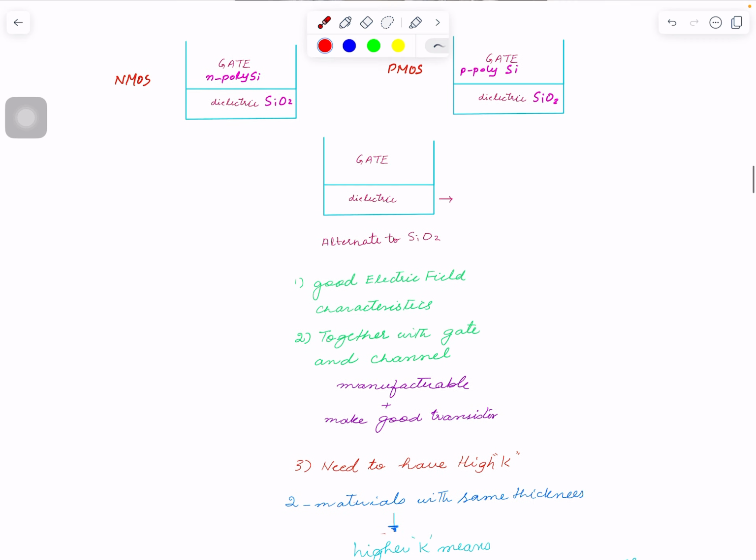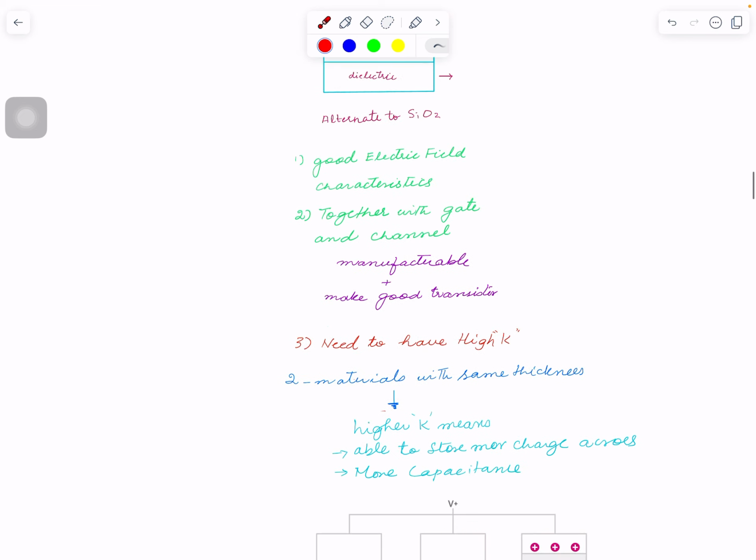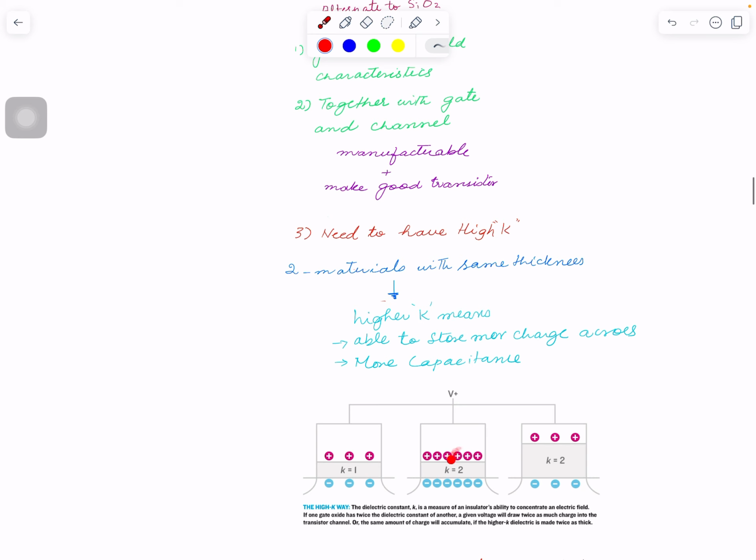The third thing is, it needs to have high capacitance. So what is high K? Think of this. I took a picture from that paper I mentioned earlier. So two materials, let's say they have the same thickness.